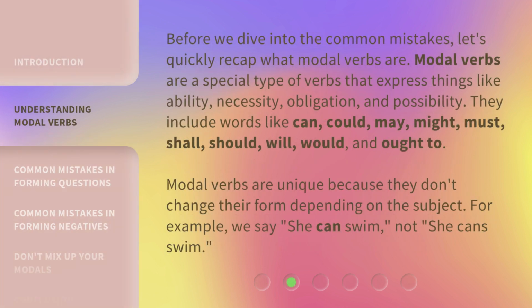Before we dive into the common mistakes, let's quickly recap what modal verbs are. Modal verbs are a special type of verbs that express things like ability, necessity, obligation, and possibility. They include words like can, could, may, might, must, shall, should, will, would, and ought to. Modal verbs are unique because they don't change their form depending on the subject. For example, we say, she can swim, not, she cans swim.